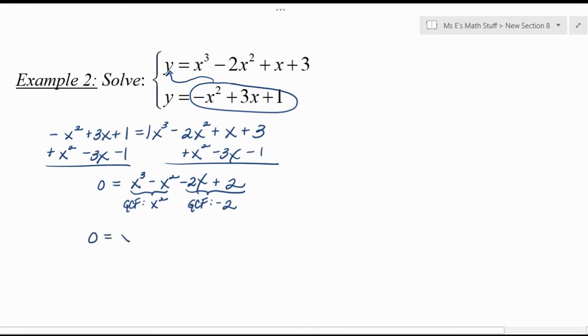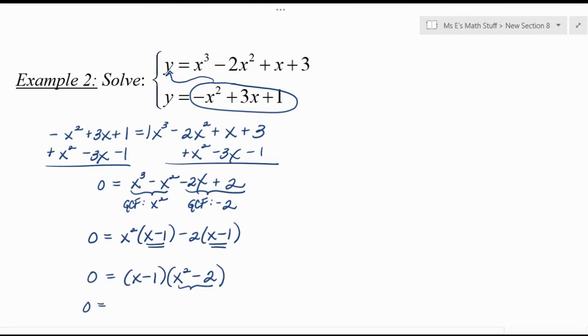So we'd have x squared times x minus 1, and we'd have -2 times x minus 1. And what about this says that we're getting away with factoring by grouping? It's that we have this common factor here, and so I'm just going to go ahead and factor that out front. So we'd have x minus 1 times the quantity x squared minus 2. Okay, and then it's up to you what you want to do with this quadratic factor here.